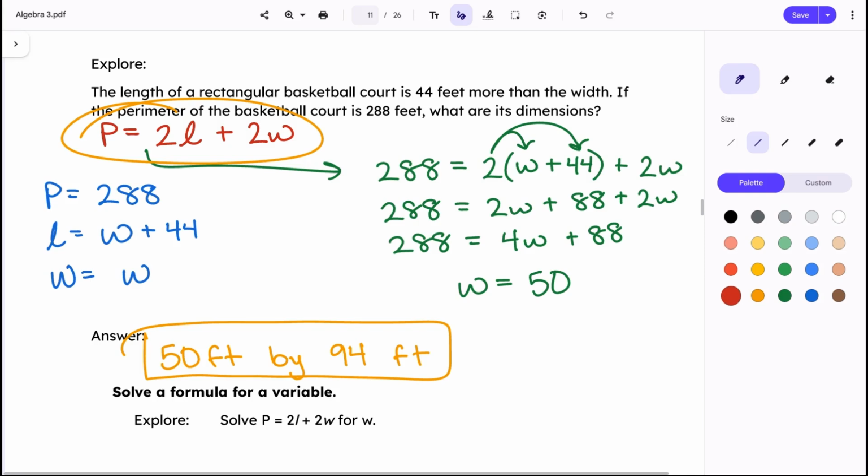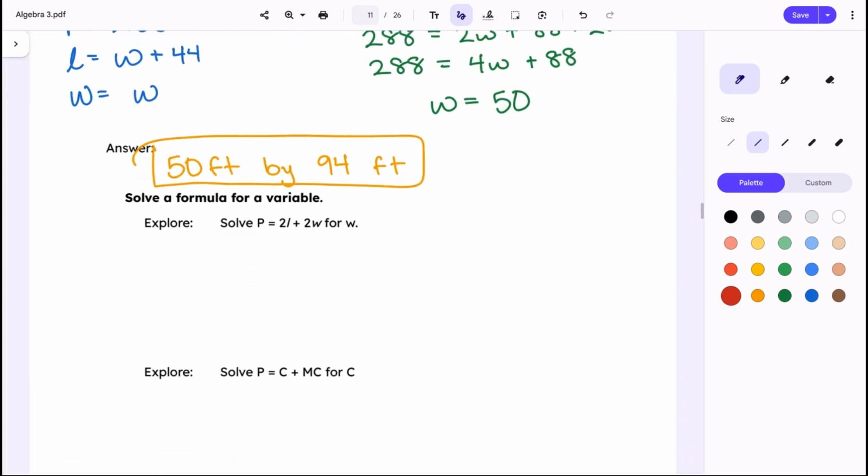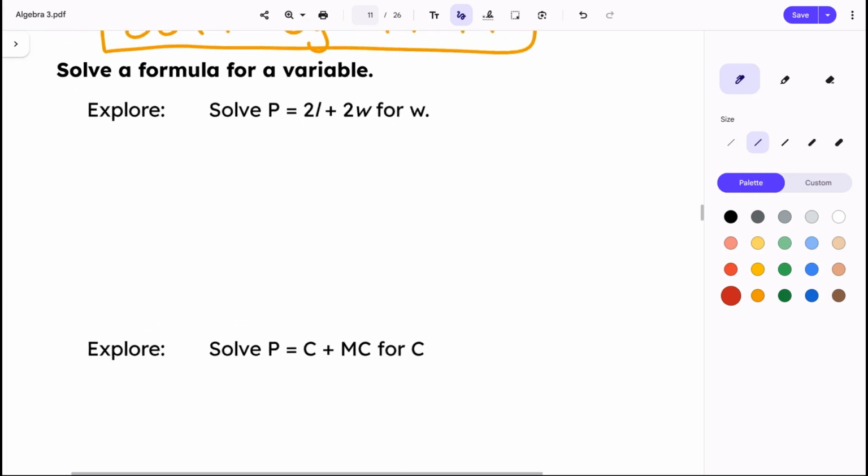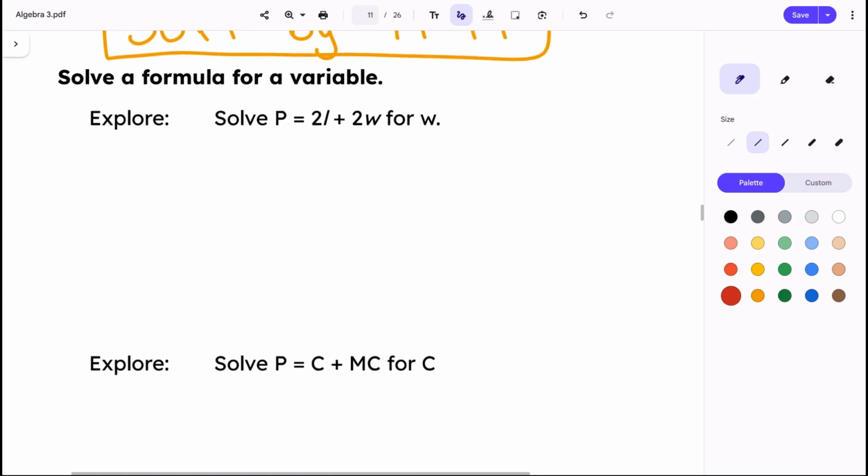All right, these last couple of examples that we have, they are not like what we've been doing. They are giving us formulas, but they want us to rearrange the formula for a different letter. So you're not going to get an answer like 50 feet or 94 feet or x equals 1200. You're going to be giving me a new formula that still has letters involved. We're not plugging in numbers for these letters. We're just rearranging the formula for a different letter.